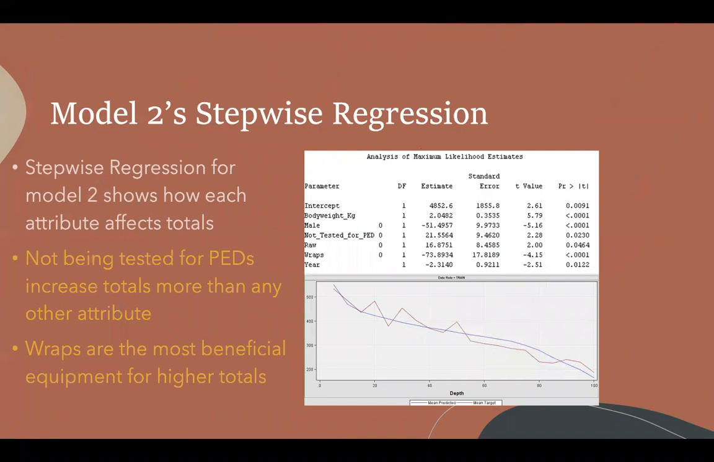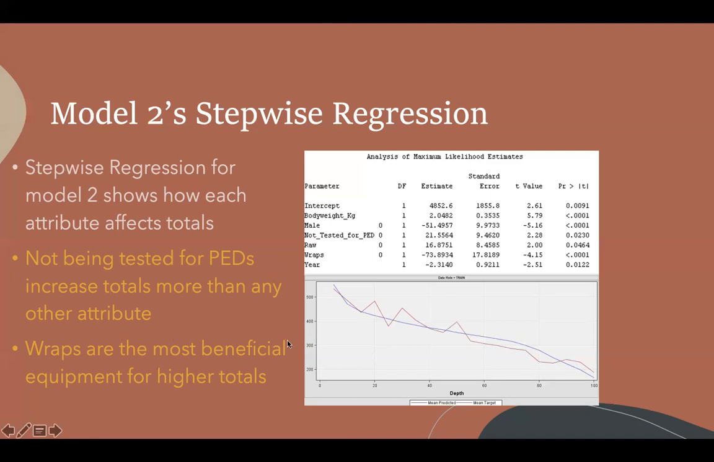So model 2. Now, it's very difficult to actually put the results of the neural network into English. So that's why I brought out this stepwise regression, which was a less effective model, but is easily interpretable and doesn't have that much variability from the other models. Stepwise regression shows how each attribute, except for the squat, bench, and deadlift, affects the totals. Not being tested for performance enhancing drugs, which is right here, increases the totals more than any other attribute. This is according to the analysis of maximum likelihood of fit.